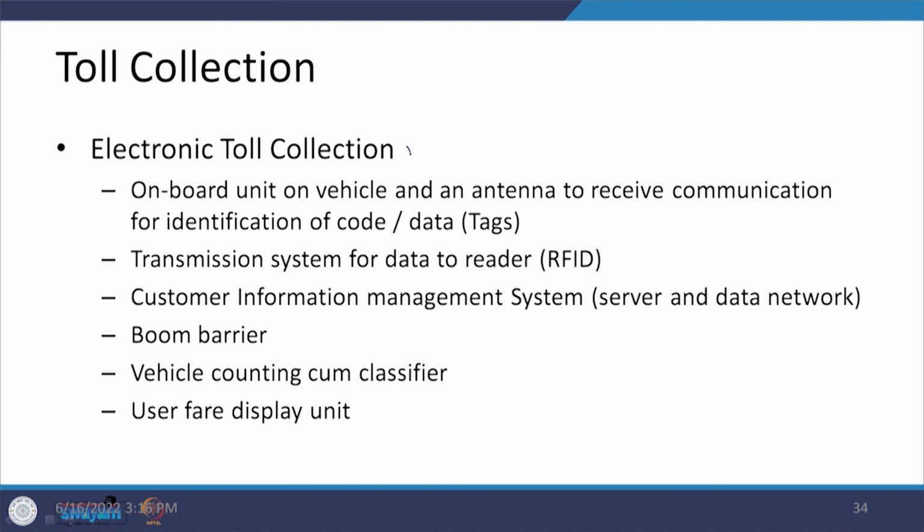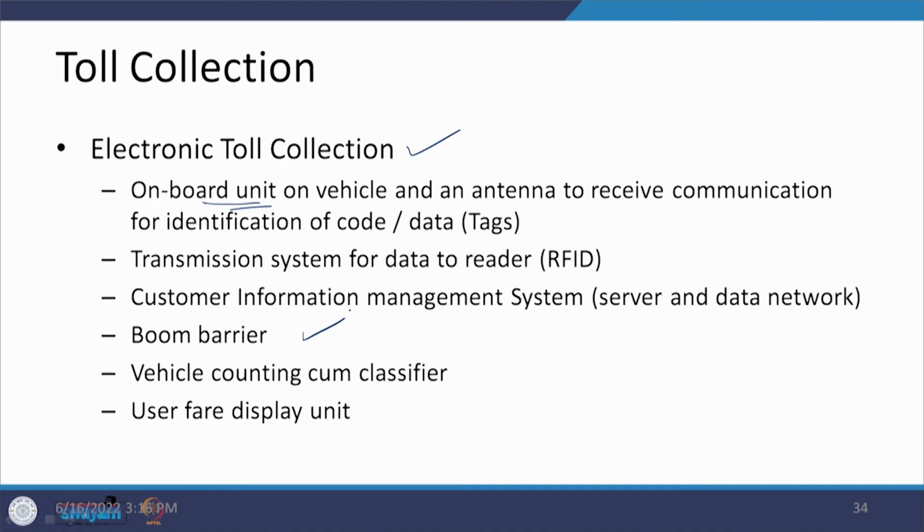But when we are looking at electronic toll collection, a few other things are going to be there. One thing is the on-board unit on the vehicle, that means a tag, which is an RFID tag, and then there is a reader which is going to read that and give the information to the server and validate it, and then the amount is deducted, and as soon as the amount is deducted, the boom barrier will go up and the vehicle will be allowed to move forward.